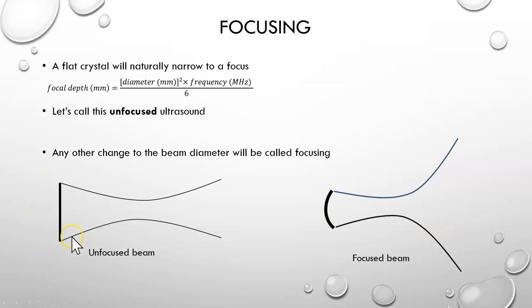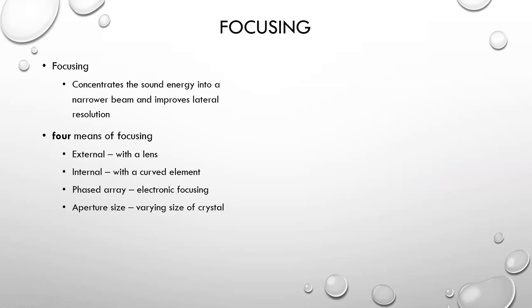So an unfocused beam has a natural shape to it. A focused beam has a more unnatural shape but diverges quicker in the far field. Focusing gives us the ability to concentrate sound energy into a narrower beam and improve lateral resolution. There are 4 ways by which we do focusing.